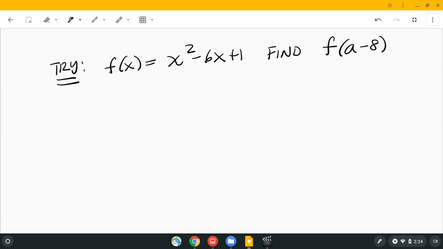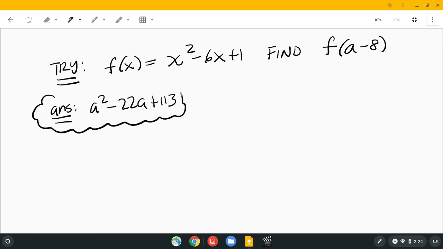Okay, so the answer, you should have gotten a squared minus 22a plus 113. Okay, so this is the answer you should have gotten. If you didn't get that, then watch how this gets worked out.